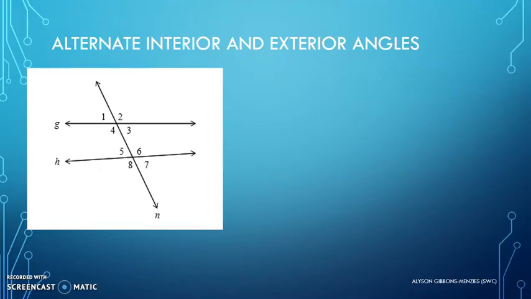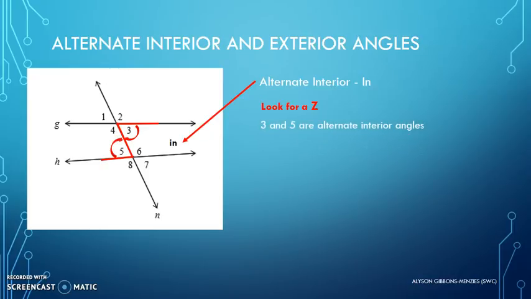Okay, next we're moving on to alternate interior and exterior angles. Let's look at the meaning of these words. Alternate interior means inside the two lines G and H. And to find alternate angles, we need to look for the letter Z. There it is. So 3 and 5 are alternate interior angles. Can you find one more pair of alternate interior angles? That's right, 4 and 6.